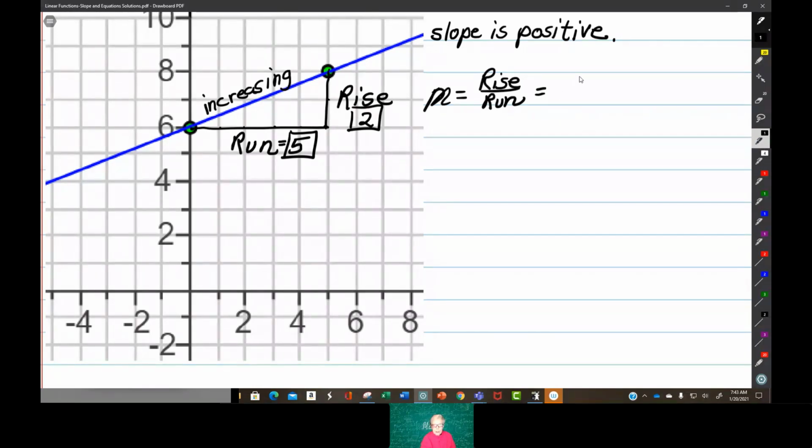All right, rise over run is going to be 2 over 5. And the slope is positive because the line is increasing. And I know this because the point on the left is lower than the point on the right. And there you go for that. The slope is 2 over 5.